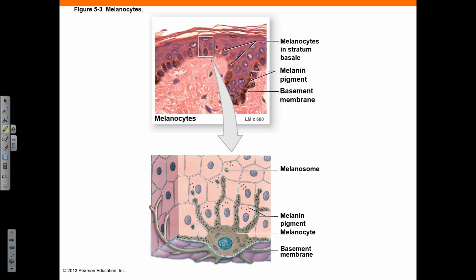This diagram highlights a melanocyte found in the tissue. The illustration below shows the different features of the melanocyte. It is important to understand that different skin colors result from the amount of melanin produced, not by the number of melanocytes present.